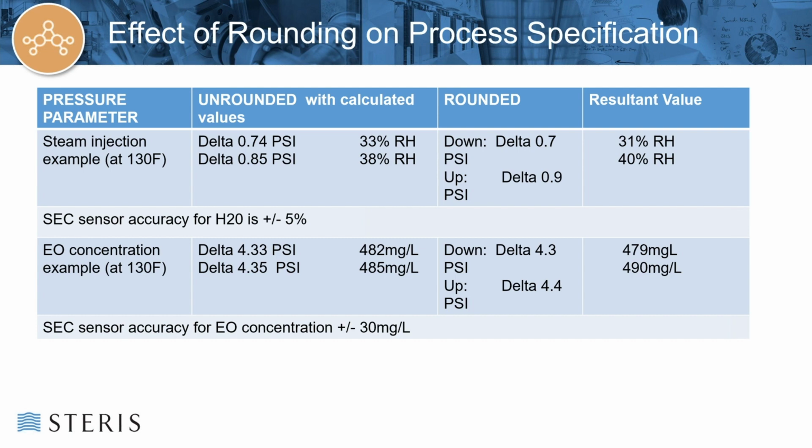Then let's say we take a different delta, 4.35, and we round it down to 4.0. We have a difference of, again, 5 milligrams per liter. And given that the sensor accuracy for EO concentration on an SEC sensor is plus or minus 30, you're still well within the accuracy of the device by rounding up or rounding down. It's not going to impact the outcome of your process.